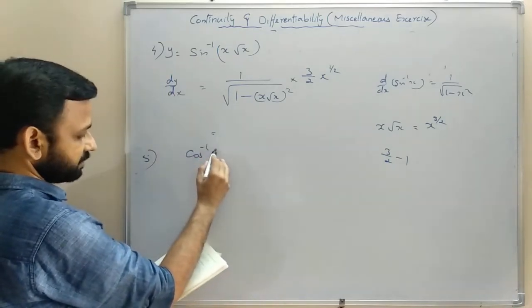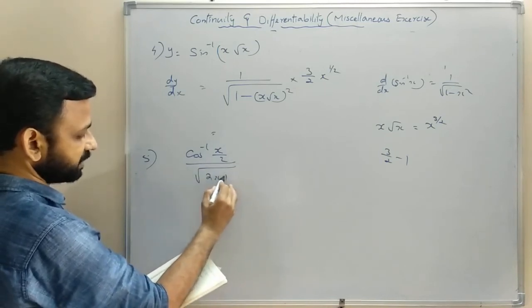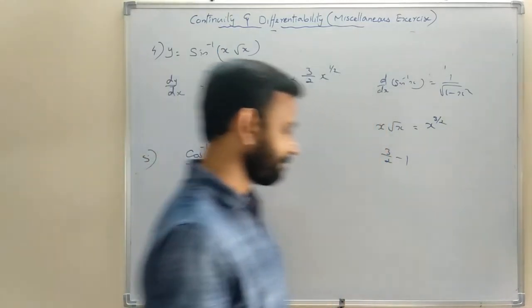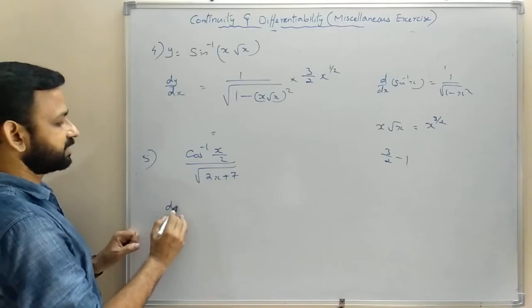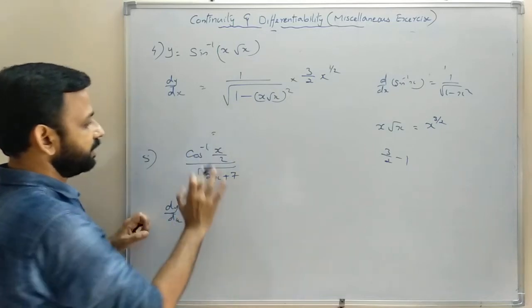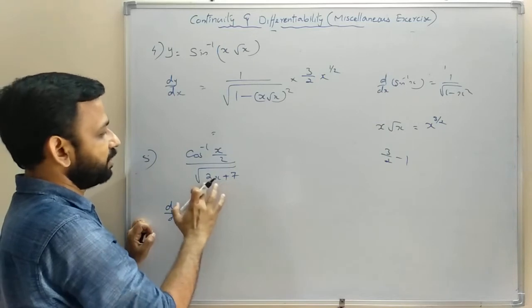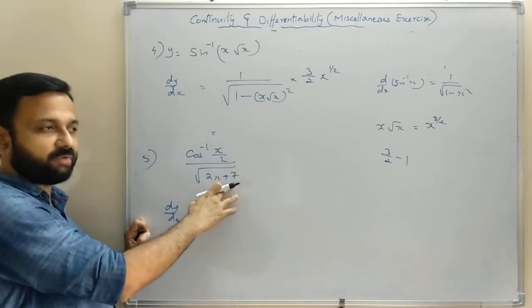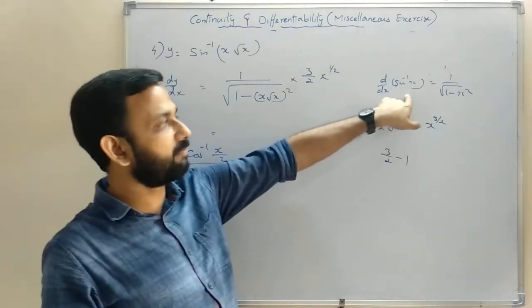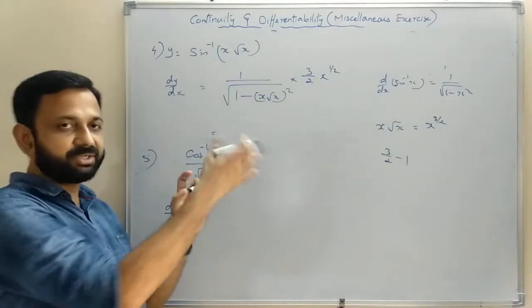Then question number 5: y is equal to cos inverse of x by 2 divided by square root of 2x plus 7, and we need dy by dx. In this question we can apply the quotient rule. Denominator into derivative of numerator: square root of 2x plus 7 into the derivative of cos inverse x by 2, that is minus 1 upon under root 1 minus (x by 2) whole square.